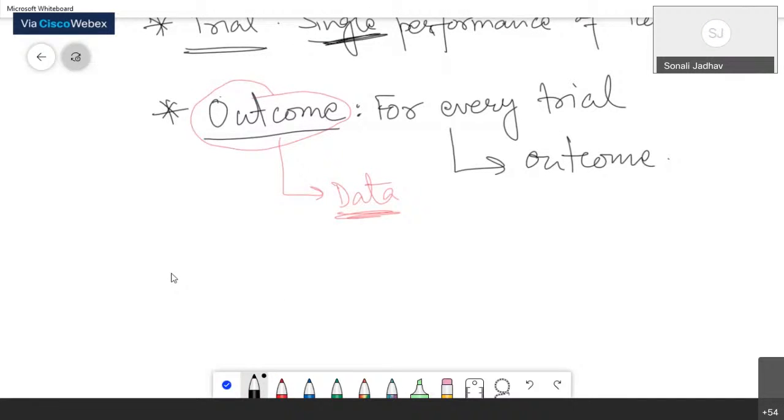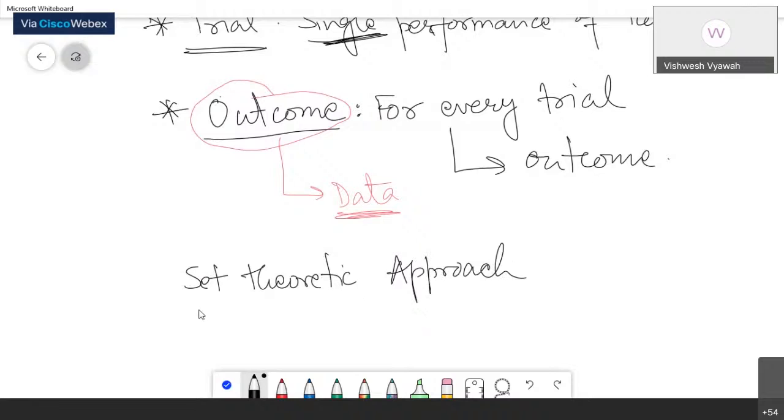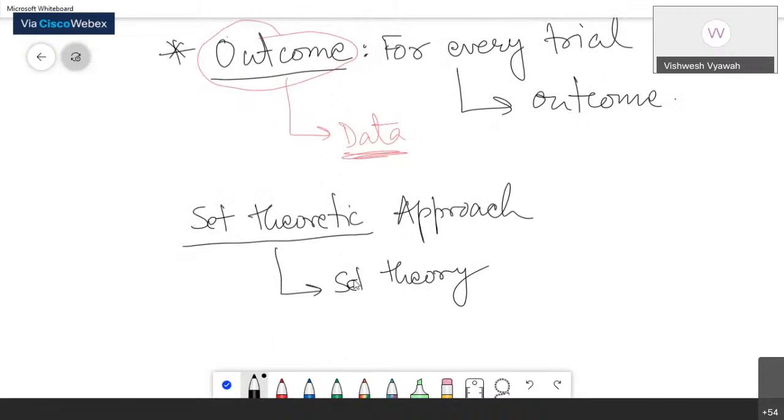Next, we are going to define something very important. We are learning the set theoretic approach. So what is this set theoretic approach? The set theoretic approach asks: can we use set theory to model an experiment, a trial, and an outcome, and then the probabilities and other measures associated with this? Okay, so this is the set theoretic approach.